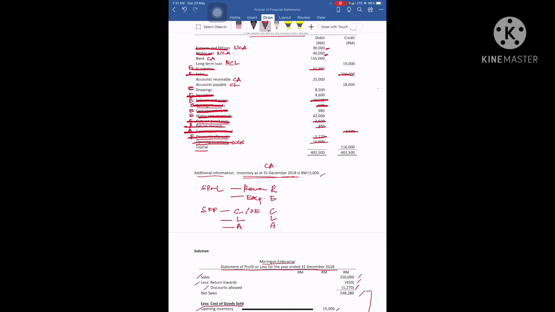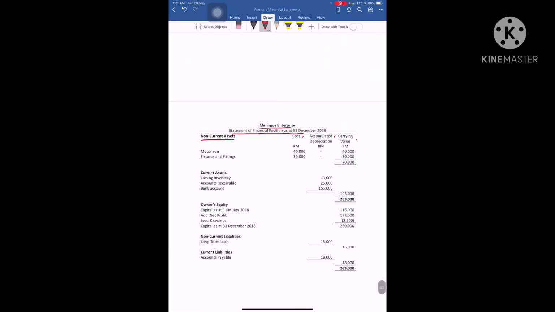In our trial balance, we don't have accumulated depreciation, so we just put our motor van and fixtures and fittings, and the cost is 40,000 and 30,000. There is no information on accumulated depreciation. If we later do our adjustment, we will have the accumulated depreciation and depreciation to put in. So how do we get the carrying value? The 40,000 minus accumulated depreciation, we are going to get our carrying value. So the total of our non-current asset is 70,000.